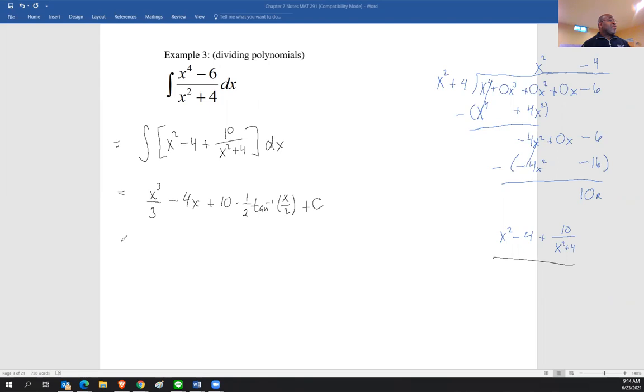The 10 and the 1/2 we can multiply together. So we get x cubed over 3 minus 4x plus 5 times the inverse tangent of x over 2 plus c.